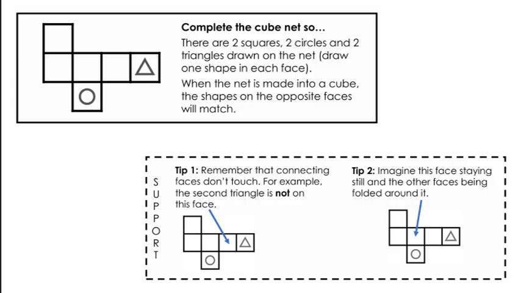This question is very similar to the SATs question. It's from IC problem solving for upper key stage 2. And children have to work out where do they need to draw the triangle so it's on the opposite face, and where do they need to draw the circle so that it's on the opposite face. Now, of course, some children will need support with that. And so the support prompt provides that. 2 tips to help children to reason and to be able to visualize where those shapes need to be drawn.